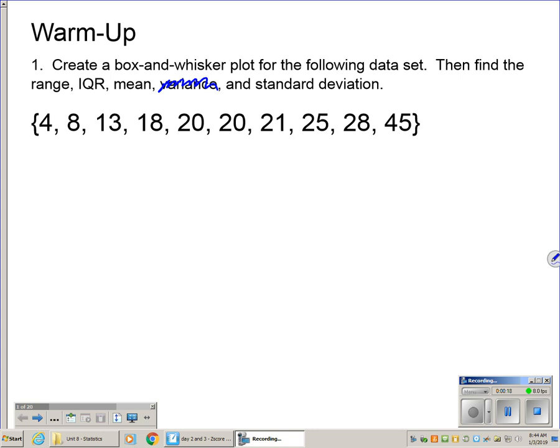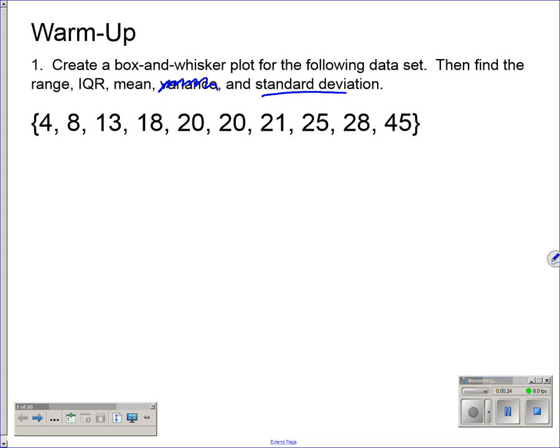I do not teach the formula on how to find the outliers by hand, because I rely on the calculator for that, okay? Also, the calculator finds the standard deviation for us. Again, I don't teach you how to do that by hand. The formula is ridiculous. I just let the calculator do that, okay? Calculator will also tell us the mean, and will give us enough information to find the range and the IQR, okay?